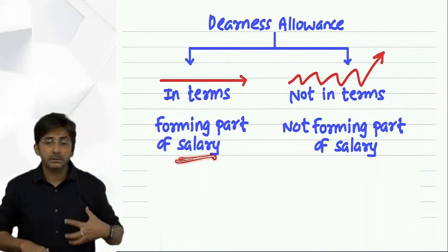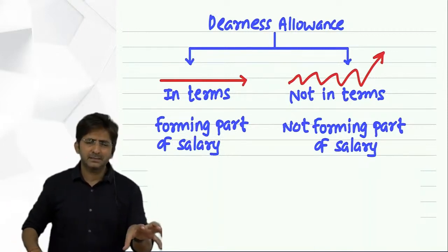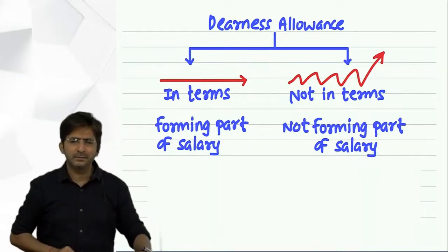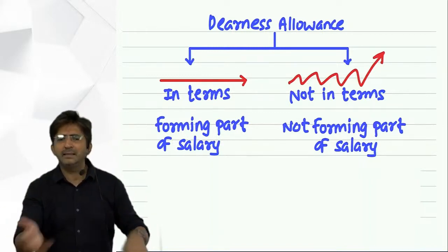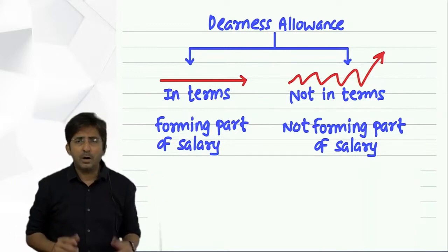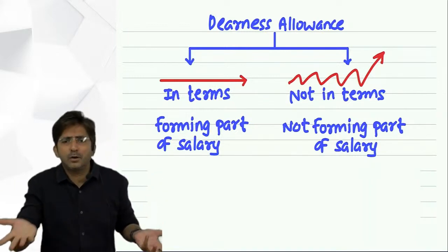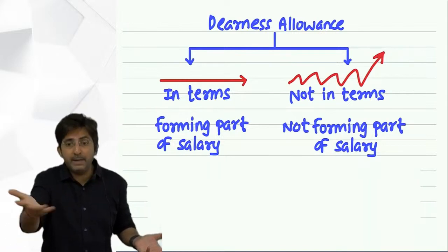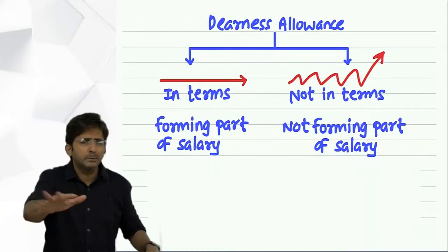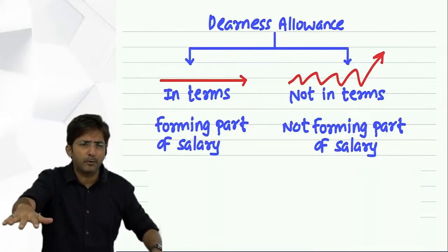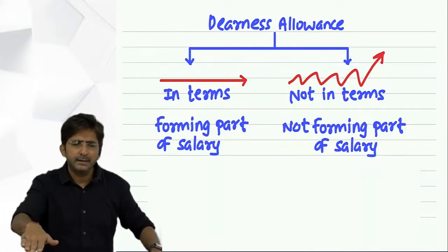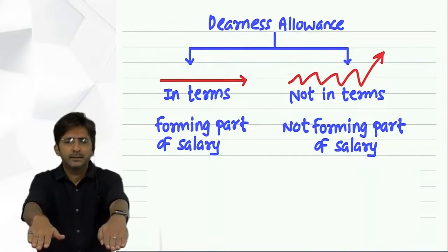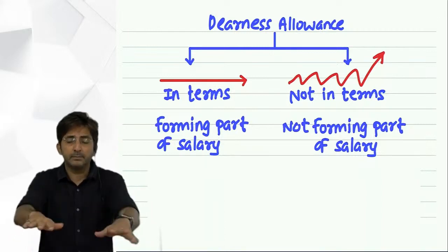So see, if the boss tells you, your DA is a part of basic salary only, means like basic, like DA. So how is basic? It's always constant. It increases if you perform better, whenever there is promotion. But let's assume there is no promotion and no better performance. So basic salary is constant. DA also remains constant. So that is called DA in terms.